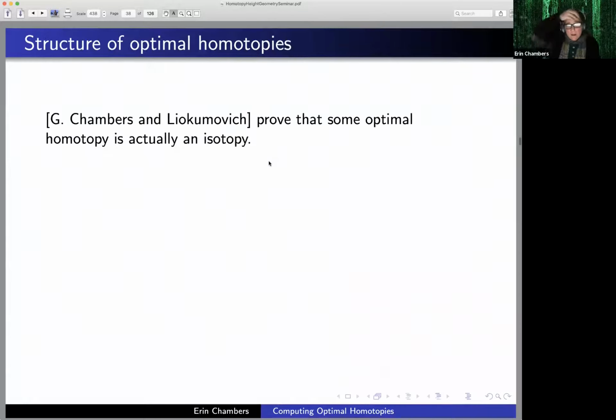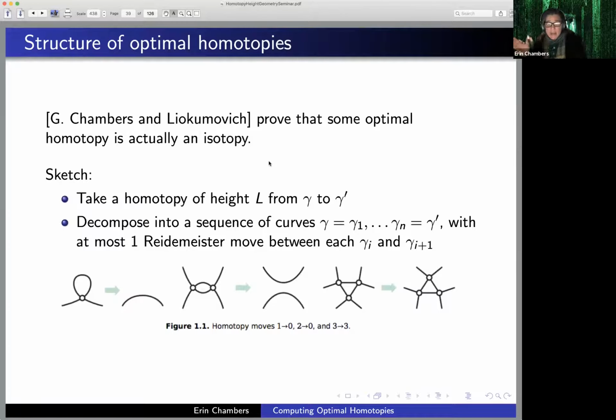All right. So originally, this was in Greg's thesis with his advisor, who proved that some optimal homotopy amongst all the possible homotopies, the best one, will actually be an isotopy. And the proof is kind of a marvel to me. So bear with me. It starts to look like knot theory and Reidemeister moves, and it's got all kinds of neat connections. So suppose you have a homotopy of height L going from the start curve to the end curve.